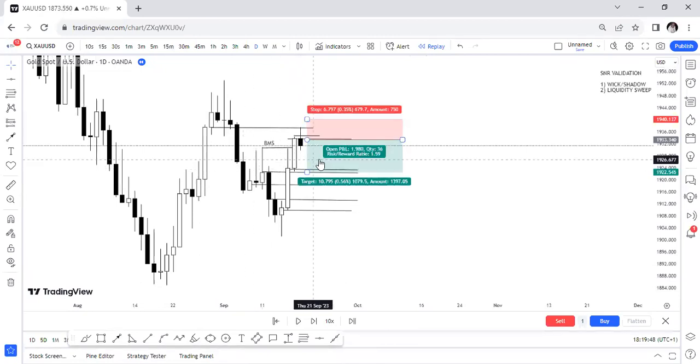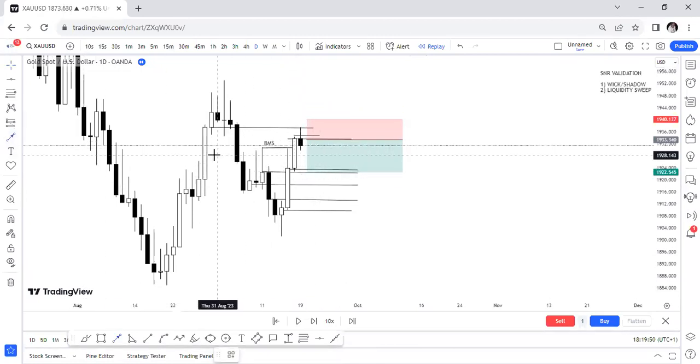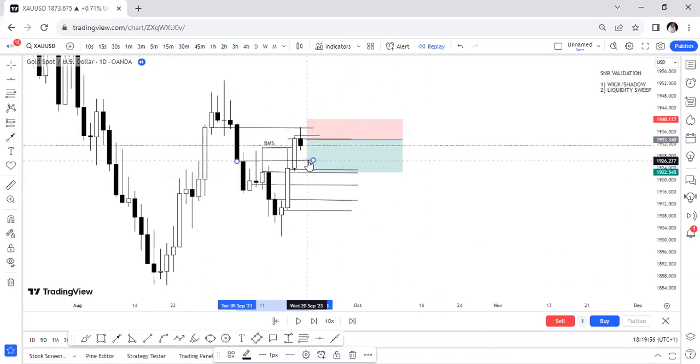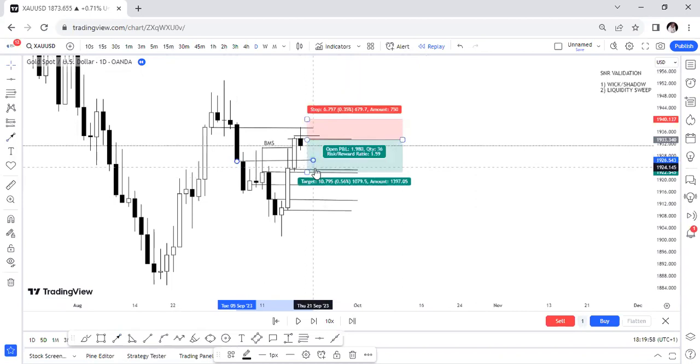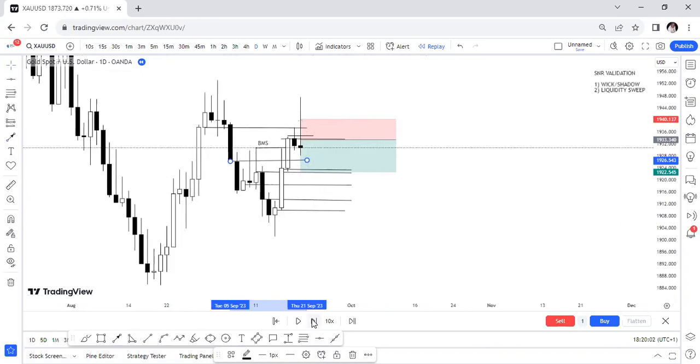So there's a lot of congestion here. Even with this place too, there's a fresh level here. See, fresh level here. So your target will be this place. You are going to scale out profits at all these levels.